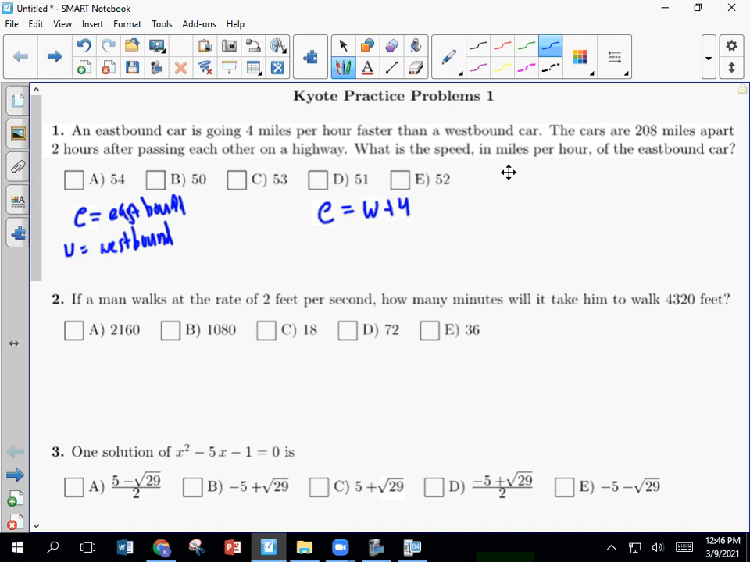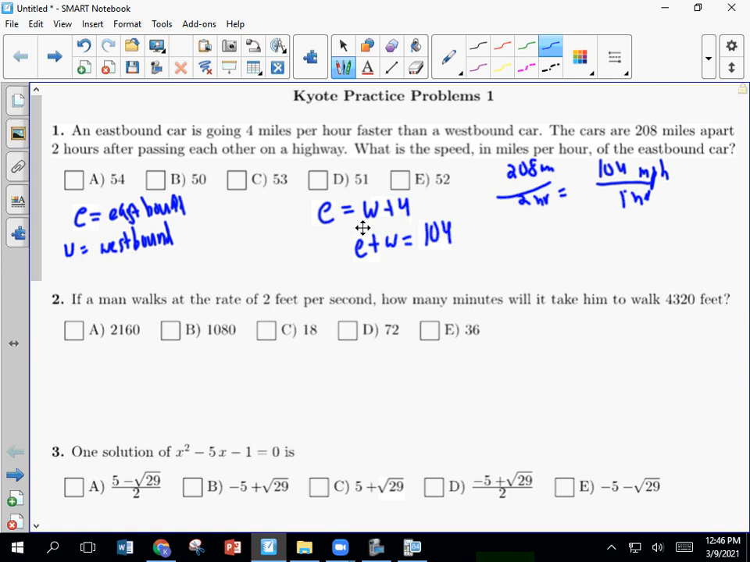So it says you go 208 miles for 2 hours. Well, if you divide that, it gives you 104 miles per hour, or miles over hours, which is the same thing. So what we're going to do is, it says the two cars, what is the speed per hour of the eastbound car? So here's how we're going to do it. So the east plus the west car equals 104 miles per hour.